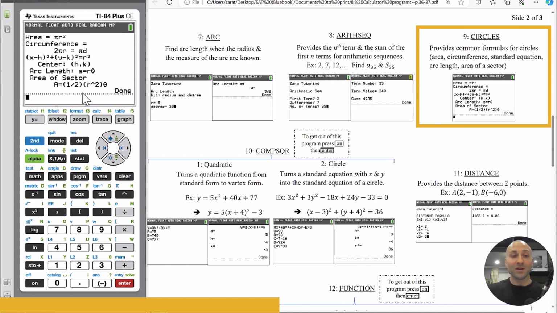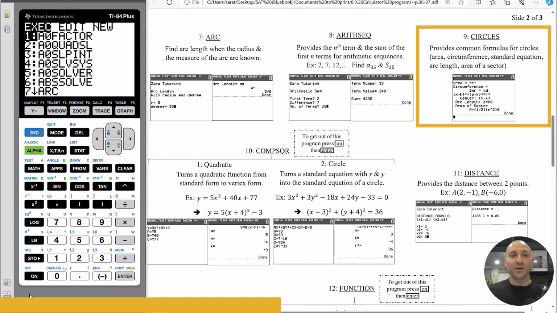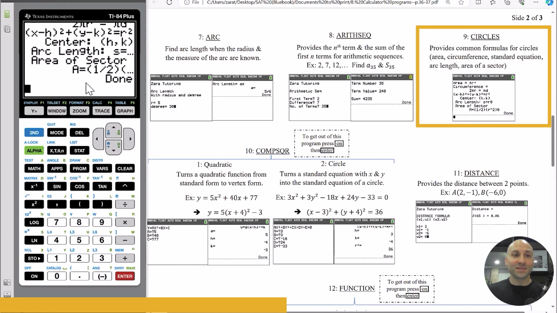Now, if instead you have a TI-84 Plus instead of a CE, I want you to notice a couple of things. One, because the font is so large in the TI-84 Plus, it almost feels like you're really zoomed in. Notice you can't even see the Circles program. In the TI-84 Plus CE, we were able to see the first 9 programs. So we're going to go ahead and scroll down to Circles. And the other thing I want you to notice is you can't even see all the formulas, right? It's like so zoomed in. So that's one of the negative sides of having a TI-84 Plus. Hopefully you have a CE. It just makes it a little bit easier and the interface is just way more user-friendly.